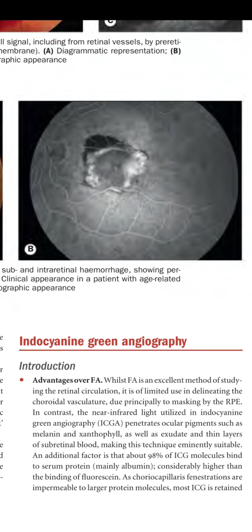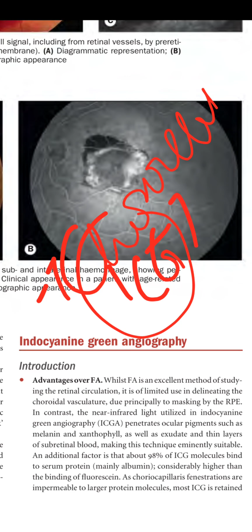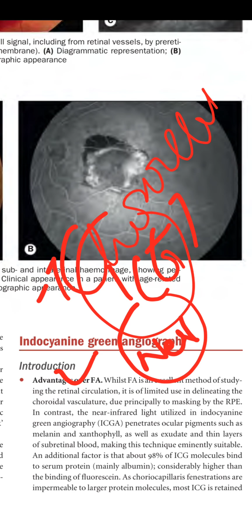Indocyanine green angiography introduction. Advantages over FA. While FA is an excellent method of studying the retinal circulation, it is of limited use in delineating the choroidal vasculature due principally to masking by the RPE. In contrast, the near infrared light utilized in indocyanine green angiography penetrates the ocular pigments such as melanin and xanthophyll, as well as exudates and thin layers of subretinal fluid, making this technique eminently suitable. So choroidal vasculature is very well visible, and that is why it is used to study the choroidal vasculature.